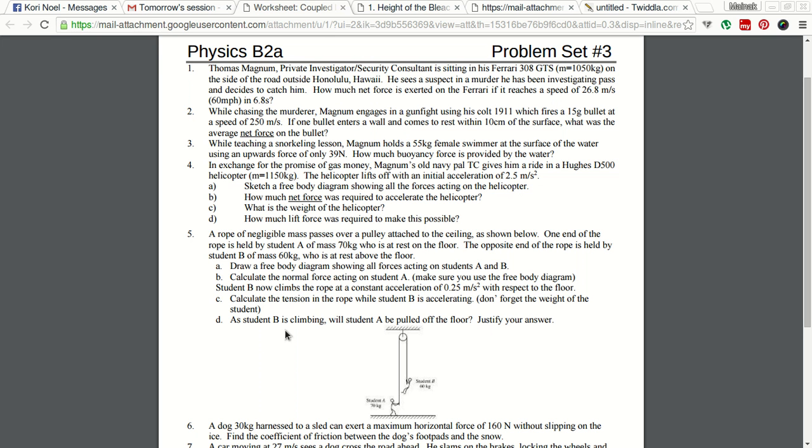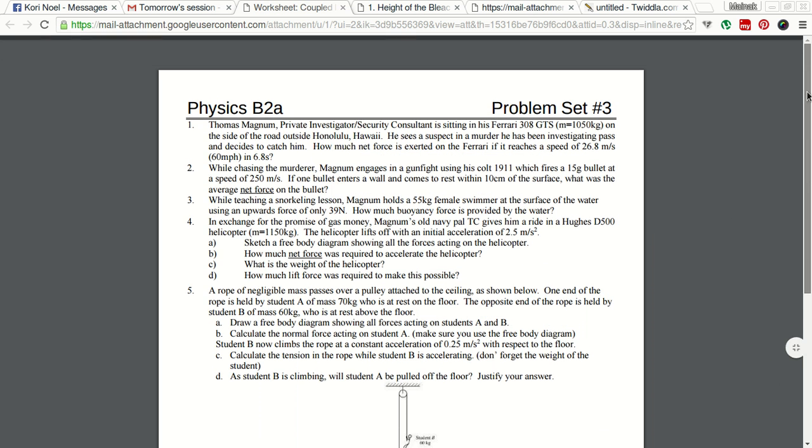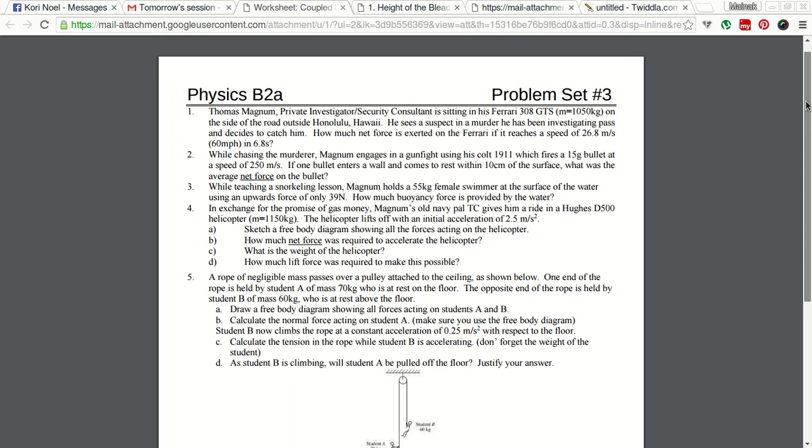So which one do you want to do? Is what I'm asking. Problem set, let's say problem set 3, first question. Okay, let me open it. Thomas Magnum, that one. Okay. So problem set number three, first question.